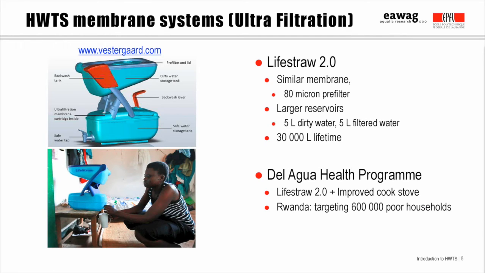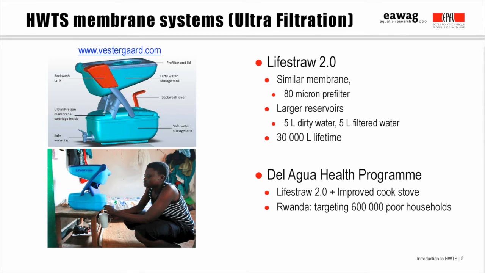Vestergaard has recently developed a second-generation LifeStraw family filter, the LifeStraw 2.0, which has a similar membrane to the 1.0, though it does include an 80-micron pre-filter. One of the big differences, though, is that the 2.0 includes reservoirs, both a 5-liter raw water vessel, dirty water tank, and a 5-liter reservoir for filtered water, which can minimize the potential for recontamination after passing it through the membrane. It's a bit larger as well, so it has a 30,000 liter lifetime compared to 18,000 for the 1.0.